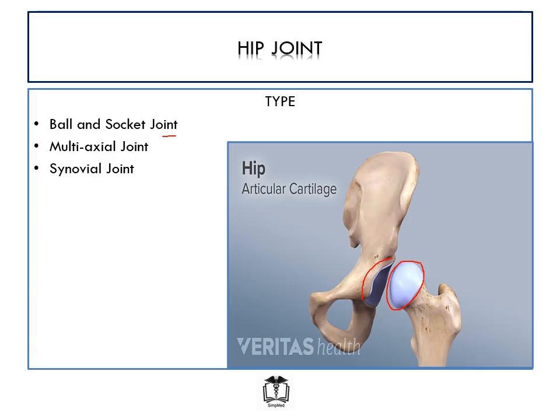Another form of classification for the hip joint is that it is regarded as a multi-axial joint. It's multi-axial because the hip joint allows for different ranges of movement. We could abduct and adduct at the hip joint. We could flex and extend at the hip joint. We could circumduct at the hip joint. We could internally and externally rotate at the hip joint. So the fact that we could have multiple planes of movement occurring at that joint is what makes it multi-axial. And as I already discussed, based on the structure, we regard the hip joint as a synovial joint.